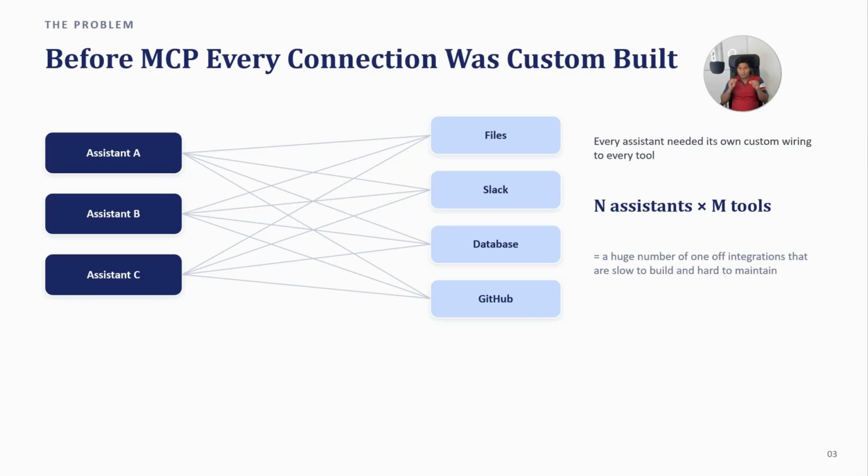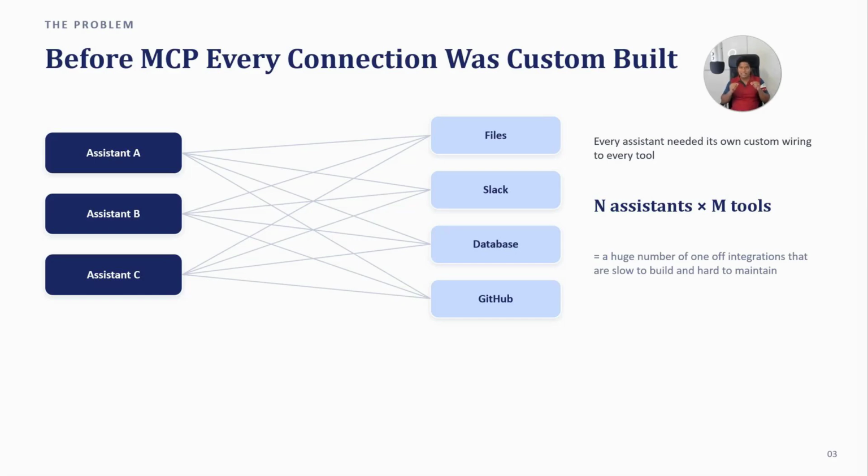So before we talk about what MCP is, let us talk about the problem it solves. Imagine you are building an AI assistant. You want to read your files, you want to check your Slack messages, you want to pull data from a database. Here is the issue. Every single one of these connections needed its own custom code. So you had 5 AI applications and 10 different tools you needed to connect. You would end up building 50 different custom connections.